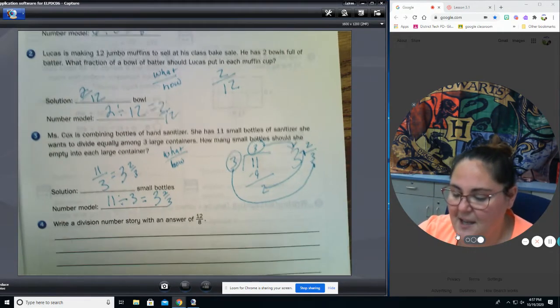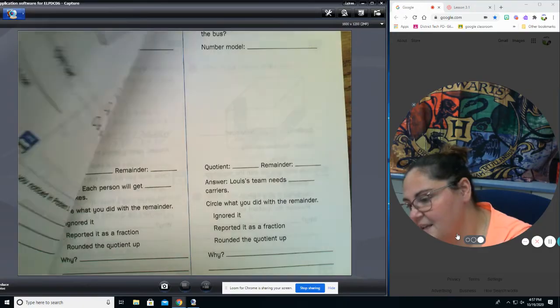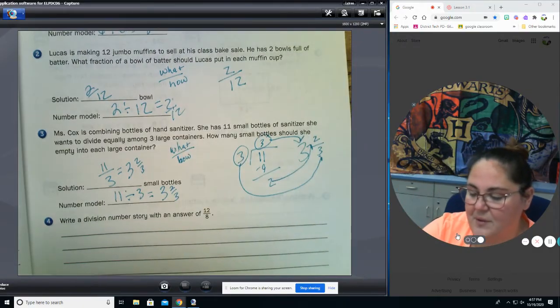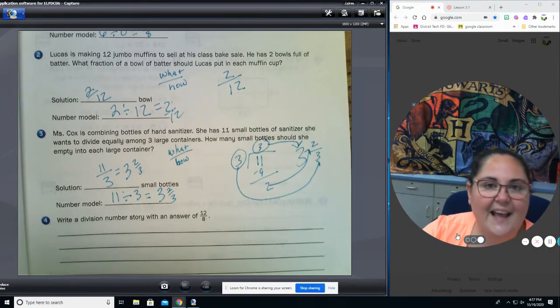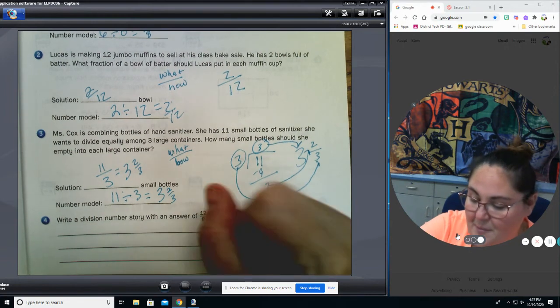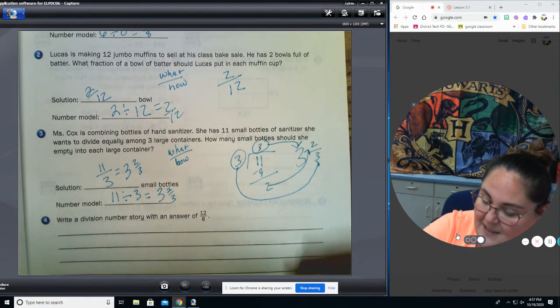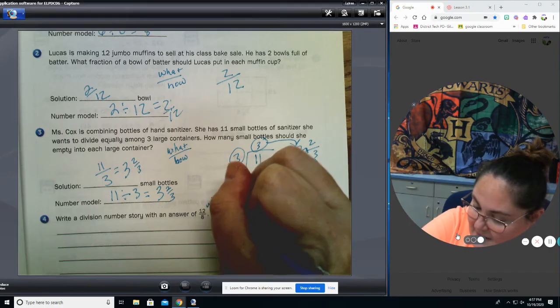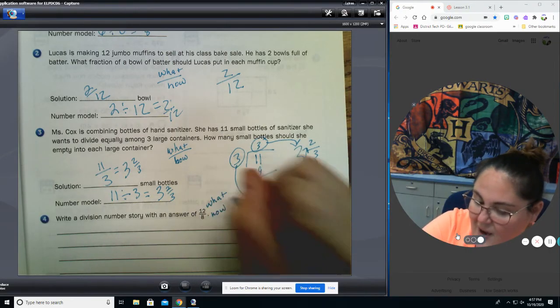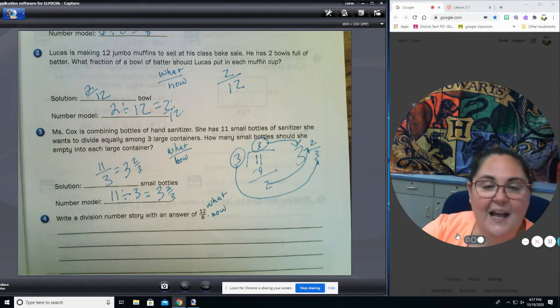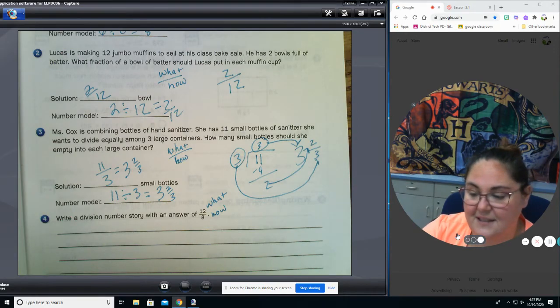All right, number 4, write a division story problem with the answer of 12/8. Remember what over how? I have 12 blank, and I'm dividing into 8 blank. How much does each group have? How many? You got this.